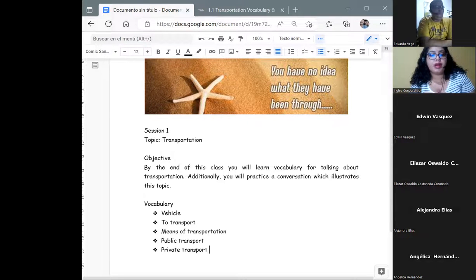And in the case of the private transport, these ones are not available for use by the general public, such as your own car. En este caso, el transporte privado puede ser un vehículo en el que uno paga una mensualidad o puede ser nuestro propio vehículo, ya que no se puede utilizar por todas las personas. Then we have the word traffic. Es el tráfico.